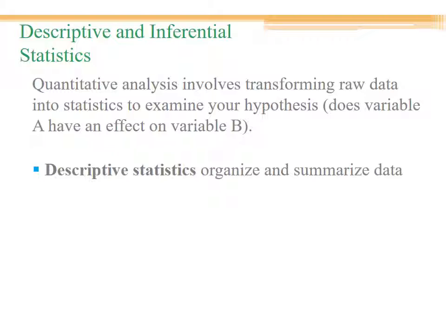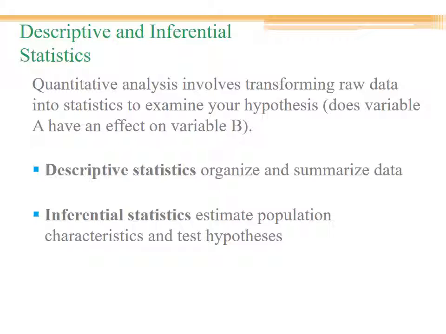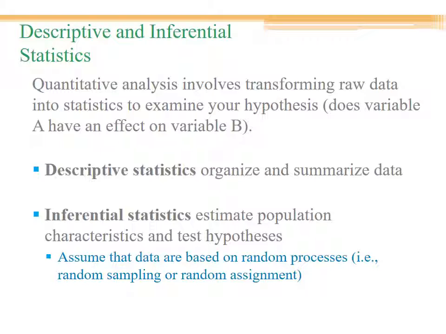A second type of statistics is inferential. Inferential statistics estimate population characteristics and test hypotheses. Inferential statistics seeks to explain something to us. So this is the main purpose of quantitative analysis, because we want to be able to make generalizations from the sample to the population. In order to have inferential statistics, we must have data that are based on random processes, such as random sampling or random assignment.